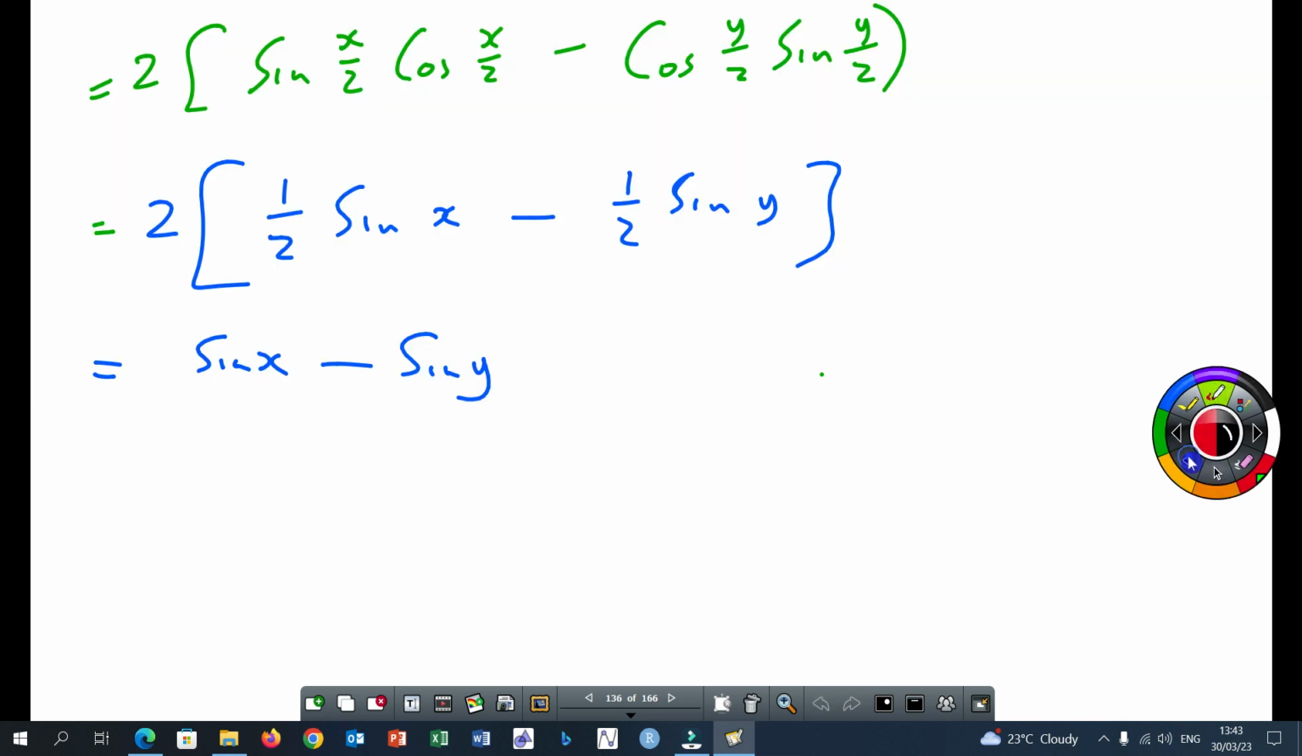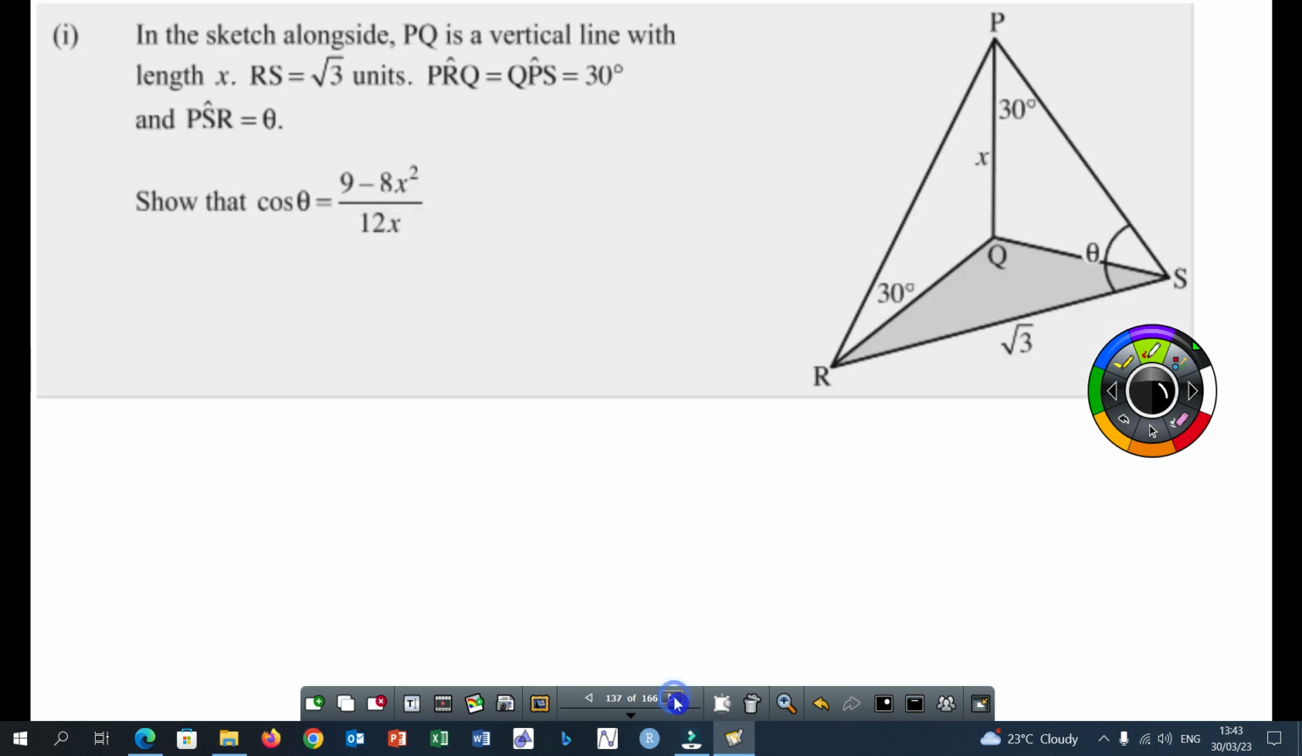So let's just talk about the question. Okay, so we have got three triangles that we are going to use. PRS is the bigger one, which means in this case we don't need triangle RQS. For this question, it's not going to help us.